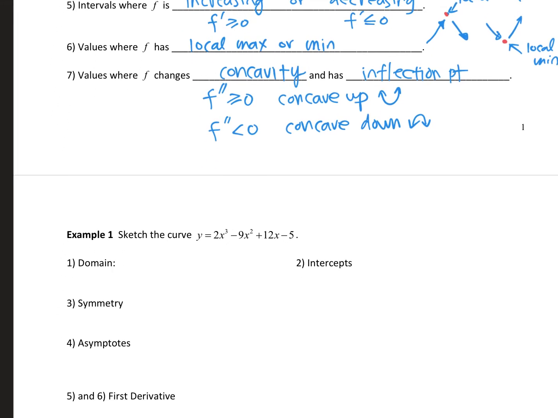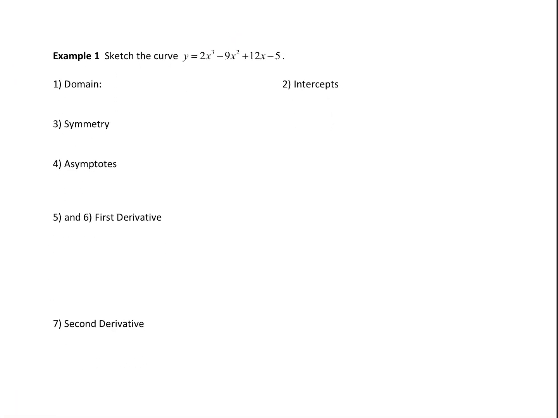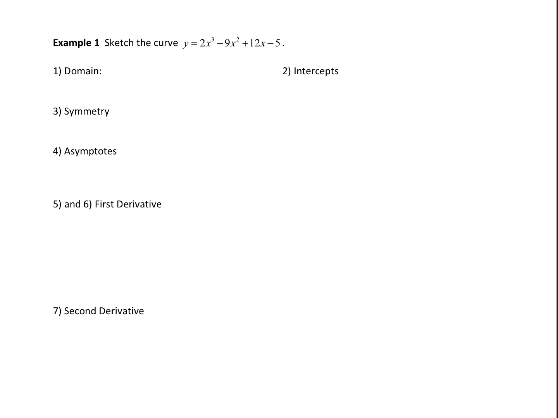All right, let's look at some examples. Let's look at the first example. Sketch that graph, and they're asking for domain, intercepts, everything we talked about. So for the domain, this is a polynomial. There's no 1 over x, there's no square root of x, it's just a polynomial. So the domain is all real numbers, negative infinity to positive infinity.